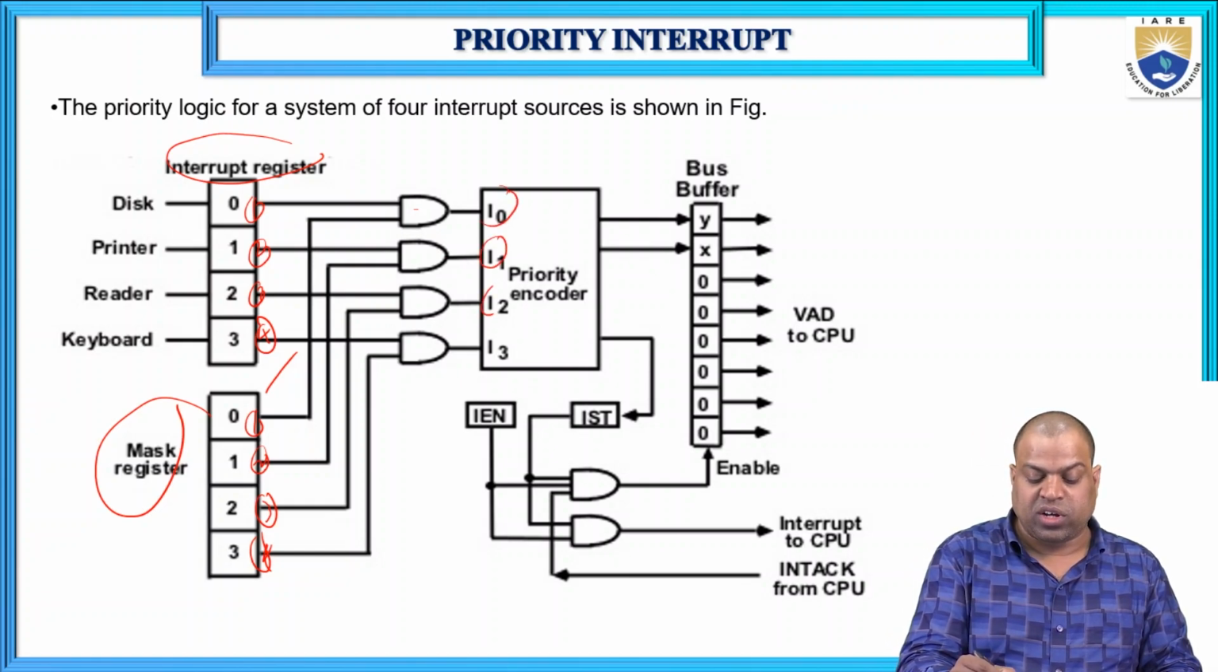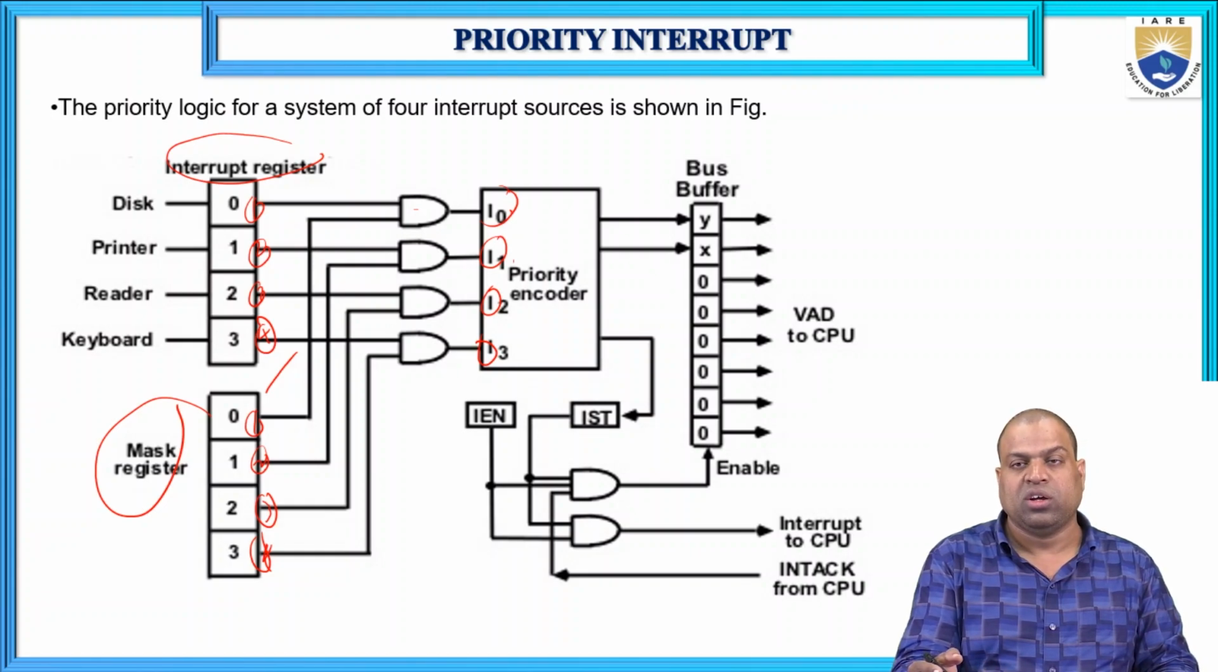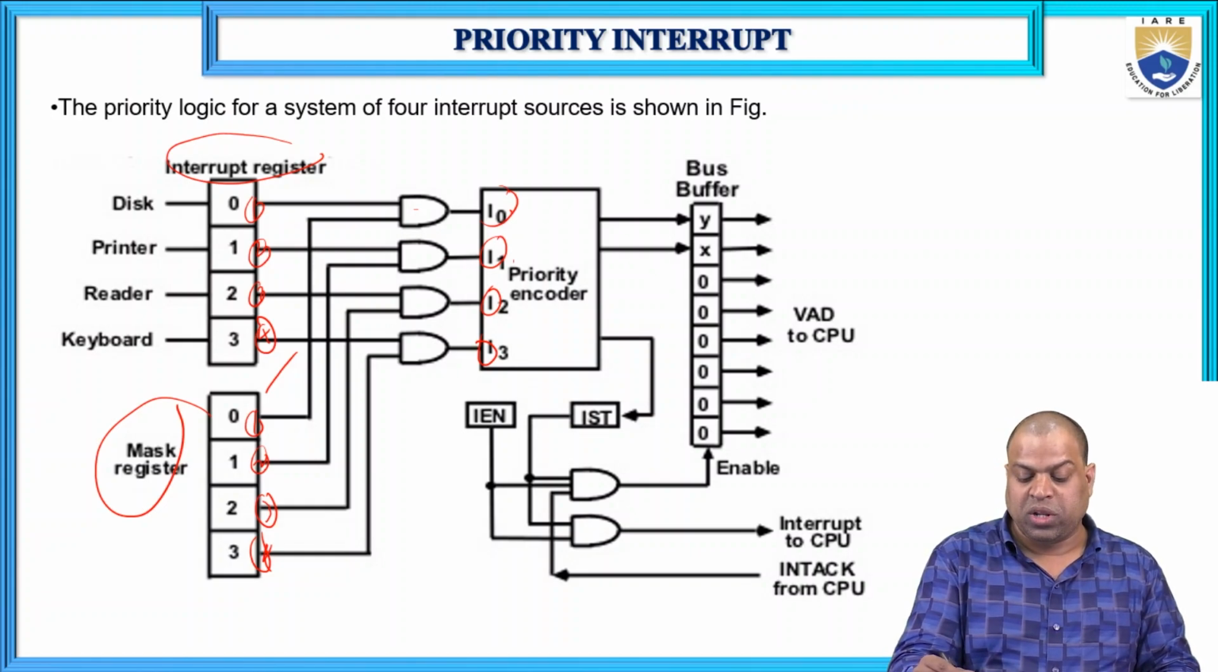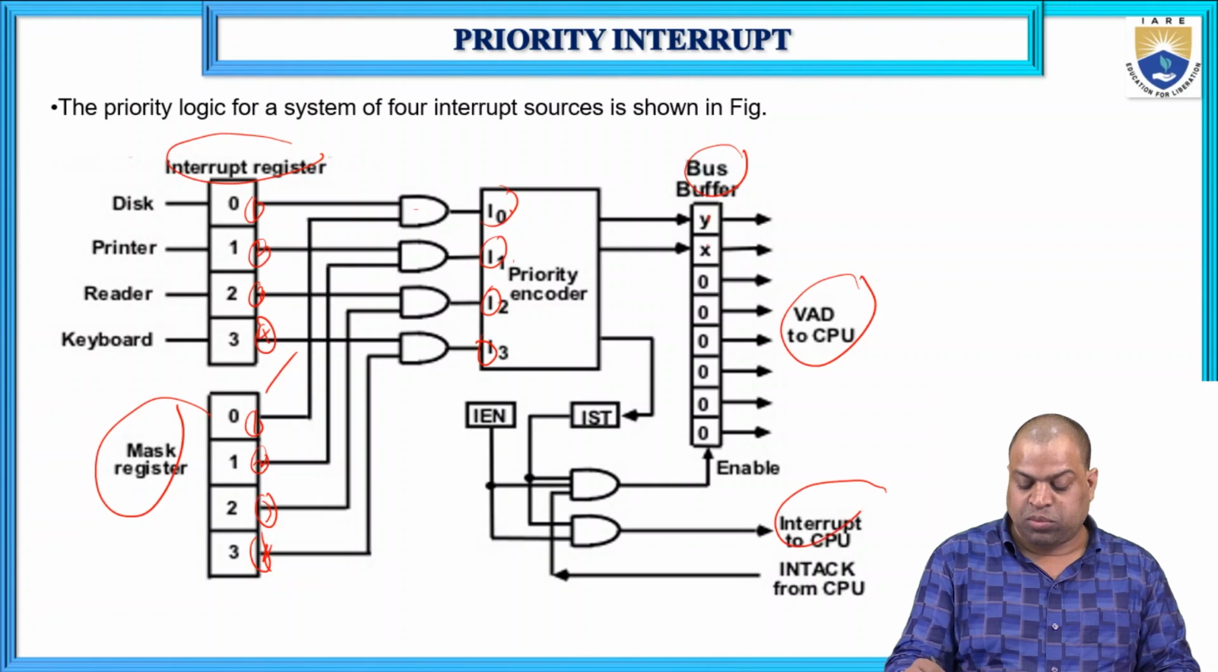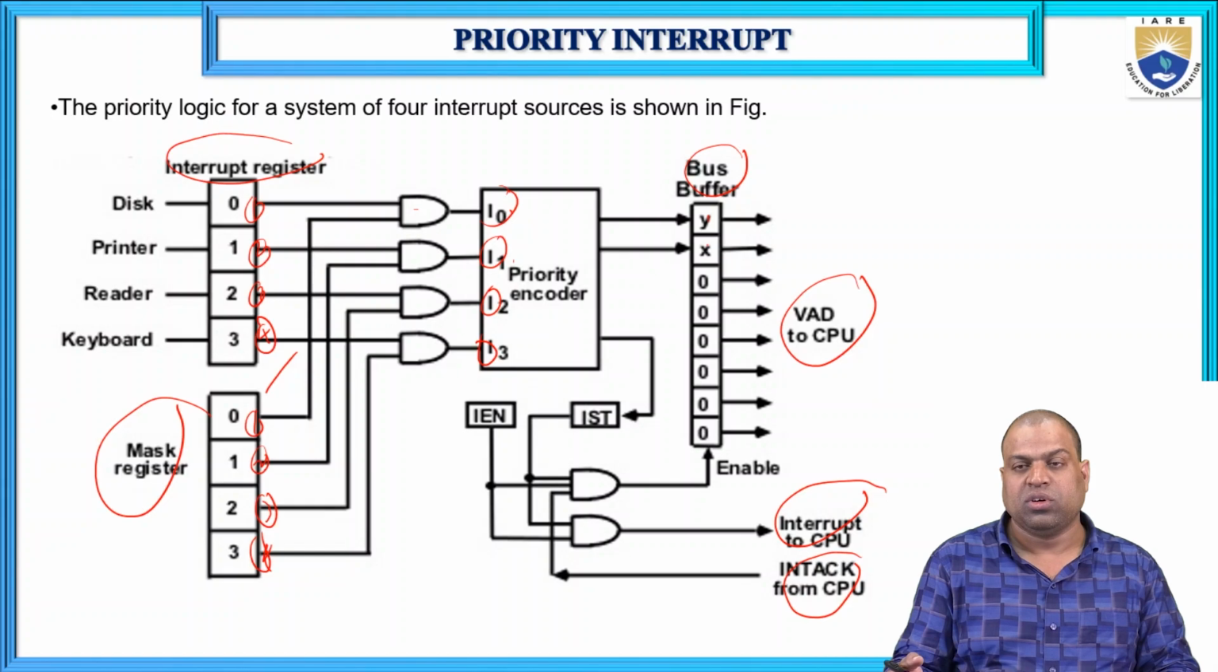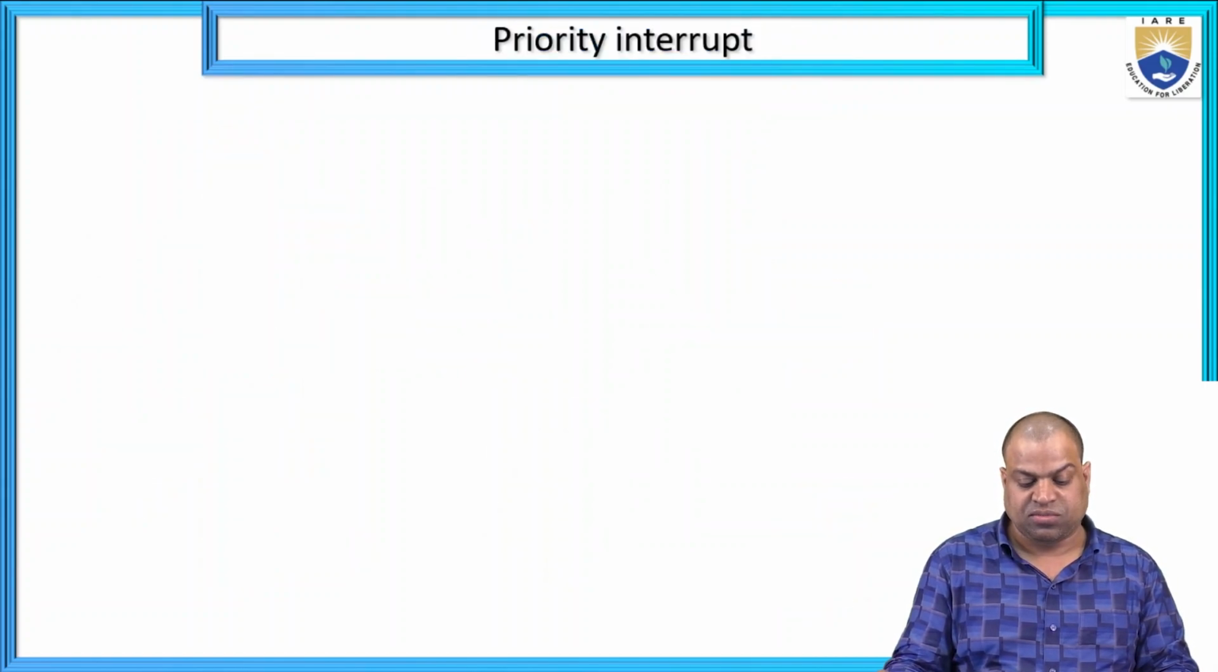Here I0, I1, I2, I3 mean input 0, input 1, input 2, input 3. So a total of 4 inputs are there. Here, how many bus buffers are there? 1, 2, 3, 4, 5, 6, 7, 8. So it is a CPU out. Interrupt to CPU, interrupt acknowledge from CPU. So there are so many devices. These devices are giving the interrupt request to the CPU, and the CPU will give the acknowledgement to those devices.